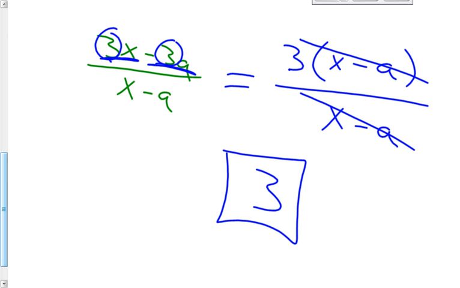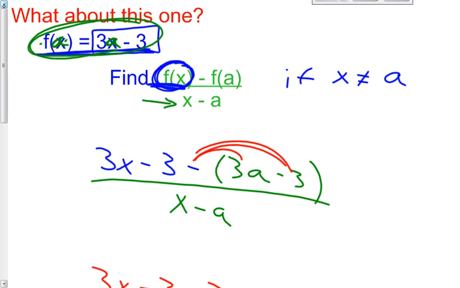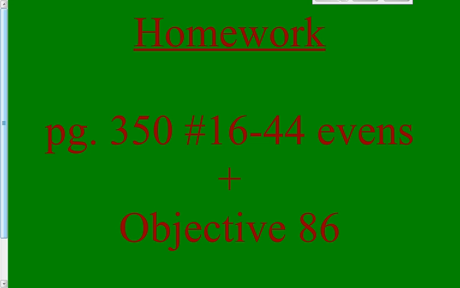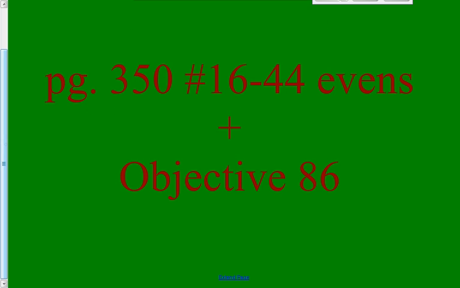So for Excel math, whenever you get something that really looks like a very difficult problem to solve on this particular objective, oftentimes it comes out nice and clean like the number 3. So be prepared for that when you see objective 86. You're also going to have a few problems on evaluating polynomial functions, telling me the ending behavior, so on and so forth, for problems 16 through 44 evens. You'll get that in class tomorrow.